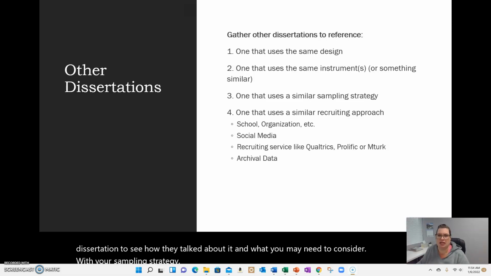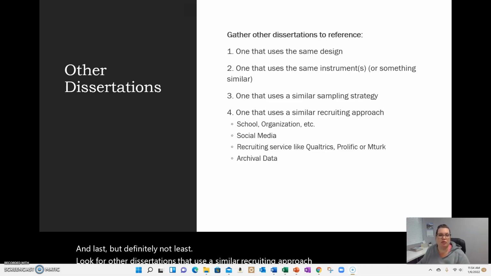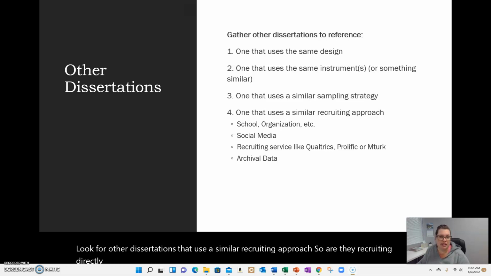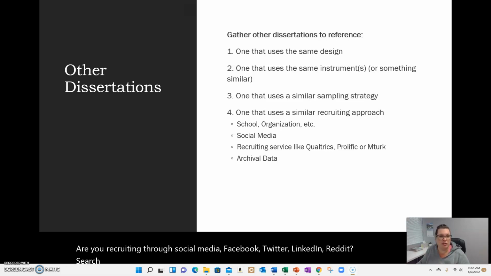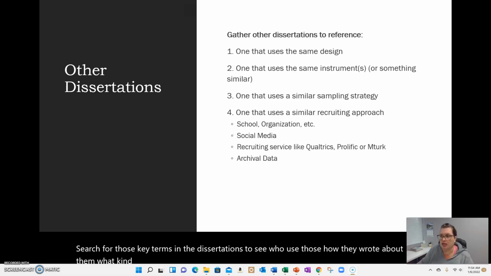And last but definitely not least, look for other dissertations that use a similar recruiting approach. So are they recruiting directly from a school or an organization? What did they include for their site authorizations there? Are you recruiting through social media, Facebook, Twitter, LinkedIn, Reddit? Search for those key terms in the dissertations to see who used those, how they wrote about them, what kind of authorizations they included, how they talked about the different social media, how they justified its use.